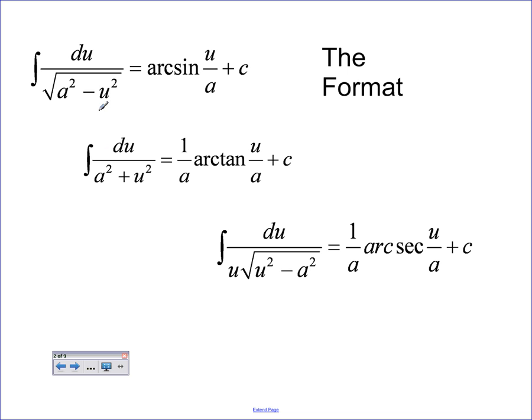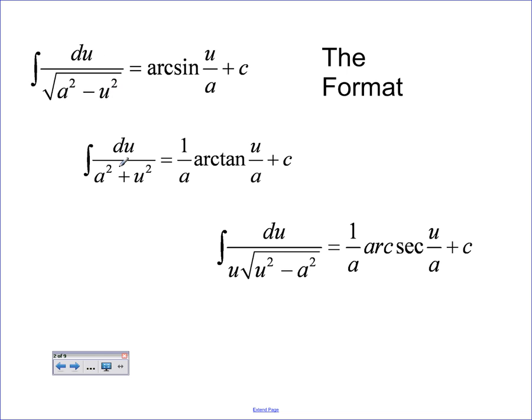The antiderivatives of the inverse trig functions, and they're not the antiderivatives of the inverse trig functions. They're the antiderivatives that lead to the inverse trig functions. They take one of these three forms. Okay, we've got a constant squared minus a variable squared. In the arc sine version, it's arc sine u over a.